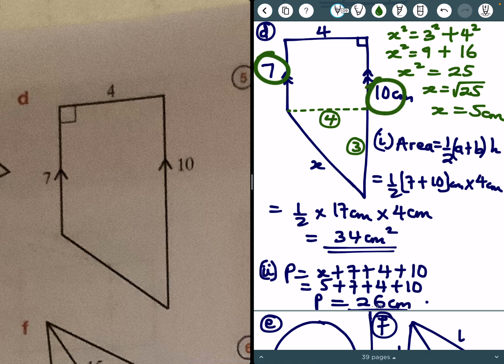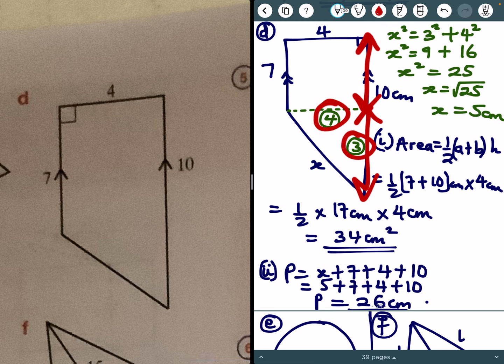7 and 10. Now, if this part is 7, this part will also be what? 7. This part too, let me indicate it with red. This part in red will also be 7. If you take 7 from 10, the remainder here will be what? 3. So that means you have 3 for this side, 4 for this side, and you can easily get the size of x.